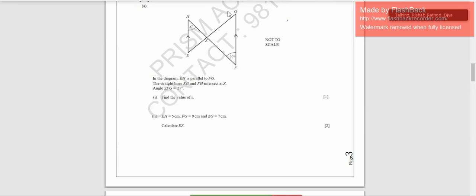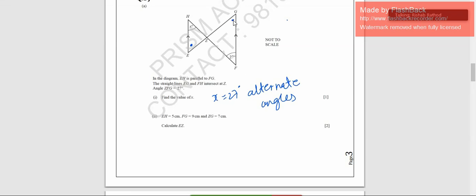Find the value of x. Can I say you write the reason? x is 27. Alternate angles are equal, forming the letter Z. Can I say this will be equal to this and this will be equal to this.